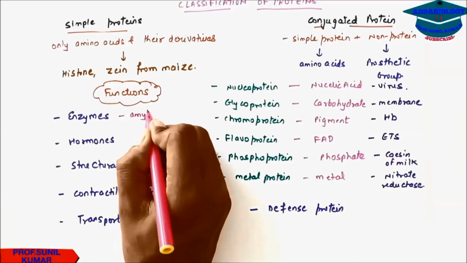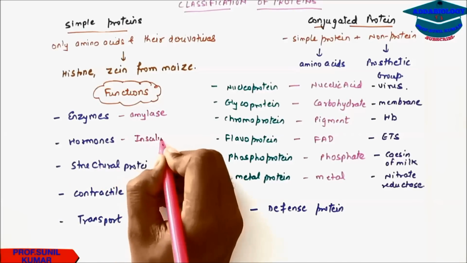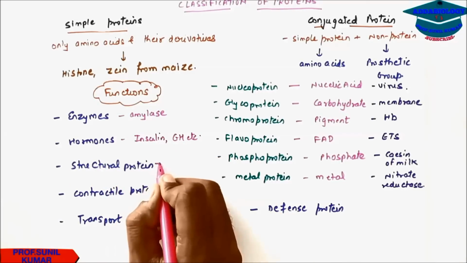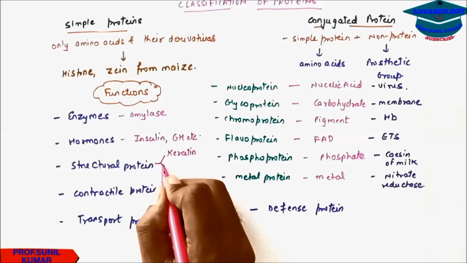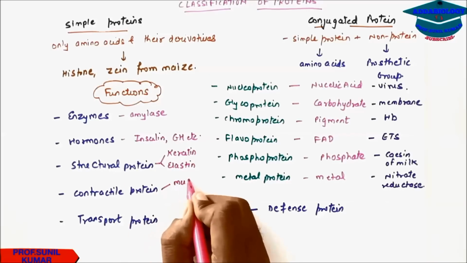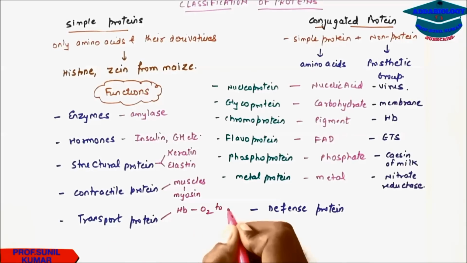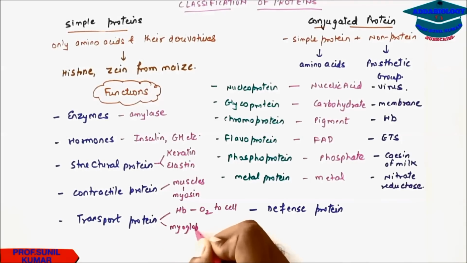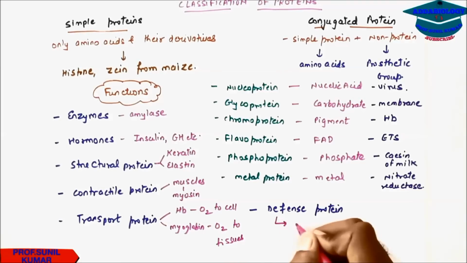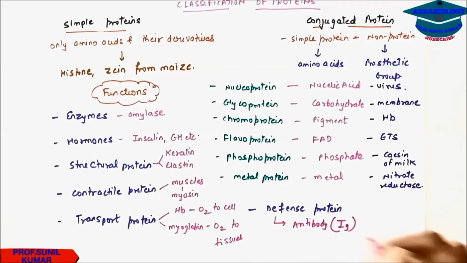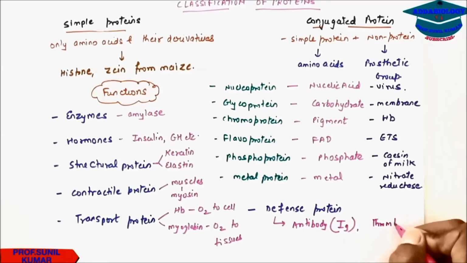For enzymes, we can take the example of amylase. Hormones, insulin, growth hormone, etc. Structural protein, we have keratin for hair and nails. We have elastin for muscles. Contractile protein is in muscle, myosin. Transport, hemoglobin supplies oxygen to cells, and myoglobin supplies oxygen to tissues. For defensive protein, we have antibodies, immunoglobulin.